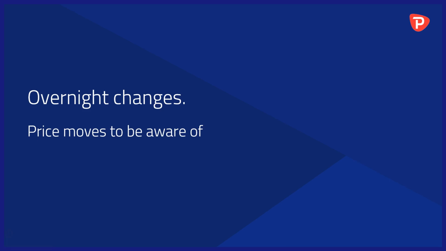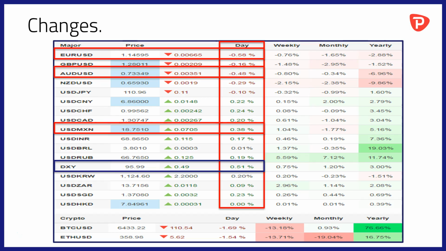Alright, let's take a look at overnight changes and price moves to be aware of. Having had several quiet days earlier in the week, we certainly can't describe the last 24 hours as being quiet. We've seen some very major moves in the FX markets, most of which have favoured the US dollar. Just to flag a couple of the key points, the euro falls by 0.58% against the US dollar, trading at 114.59.50 shortly before we recorded the video.